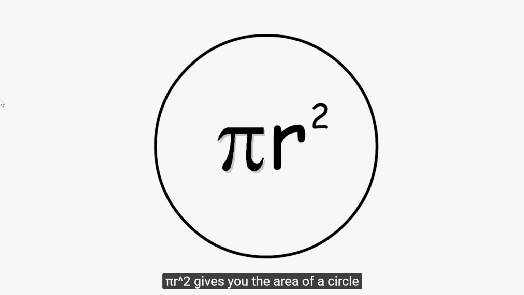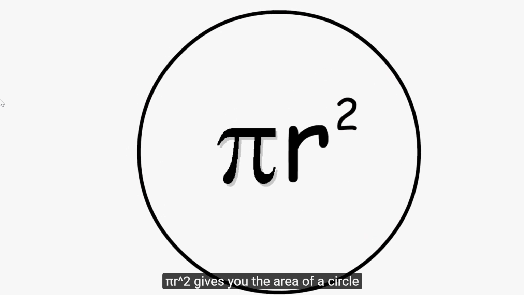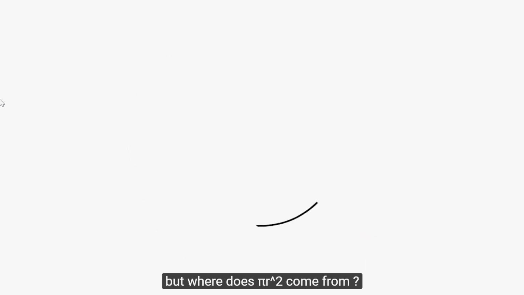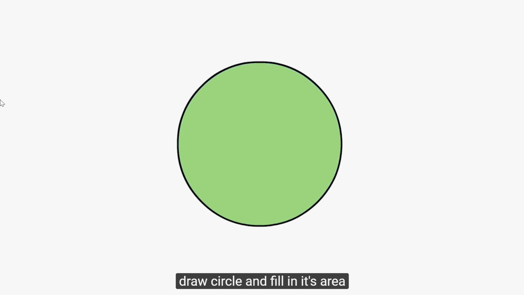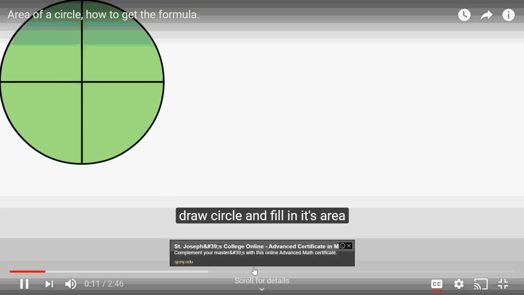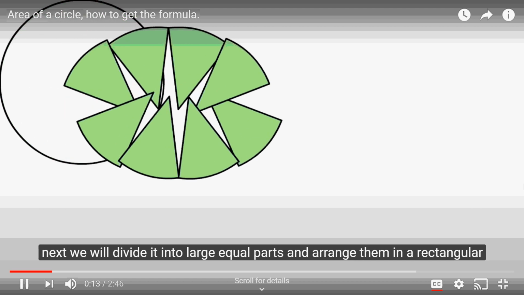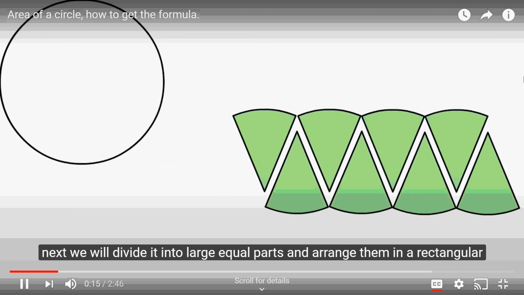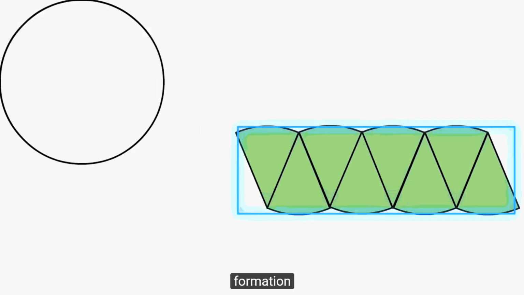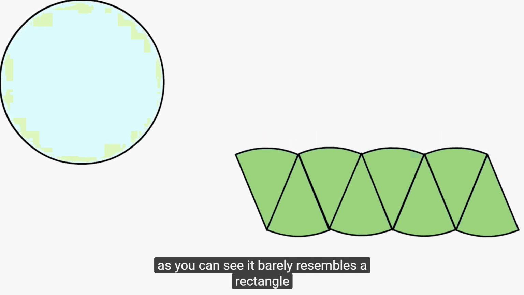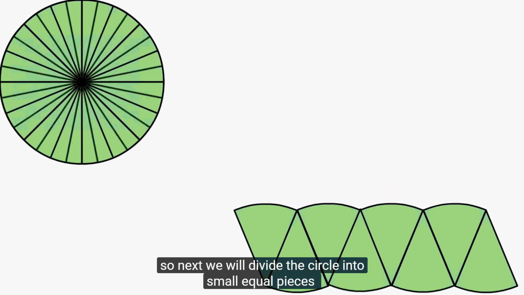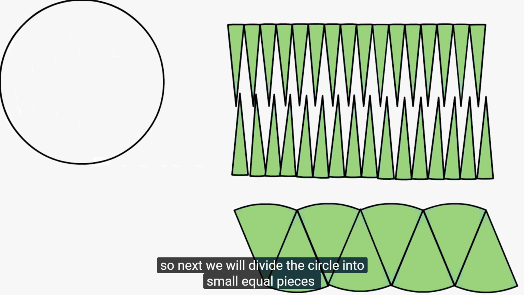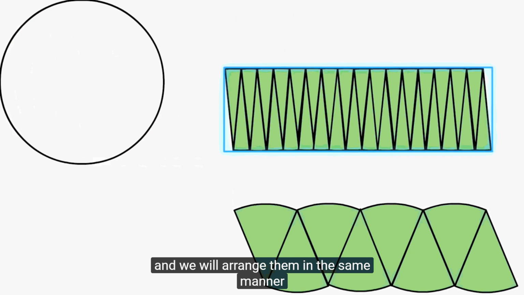Pi r squared gives you the area of a circle. But where does pi r squared come from? First, we'll draw a circle and fill in its area. Next, we will divide it into large equal parts and arrange them in a rectangular formation. As you can see, it barely resembles a rectangle. So next, we will divide the circle into small equal pieces, and we will arrange them in the same manner.